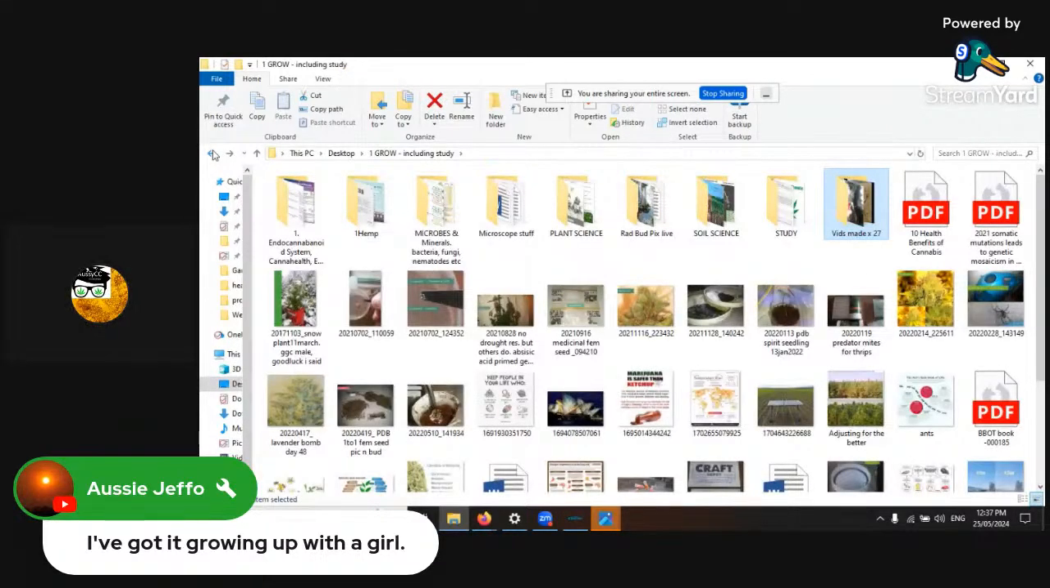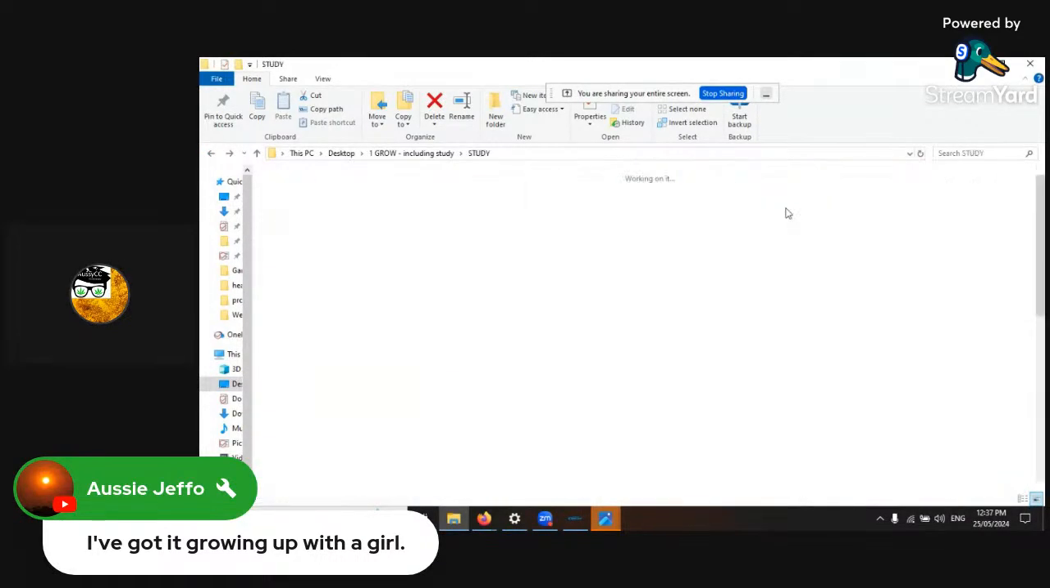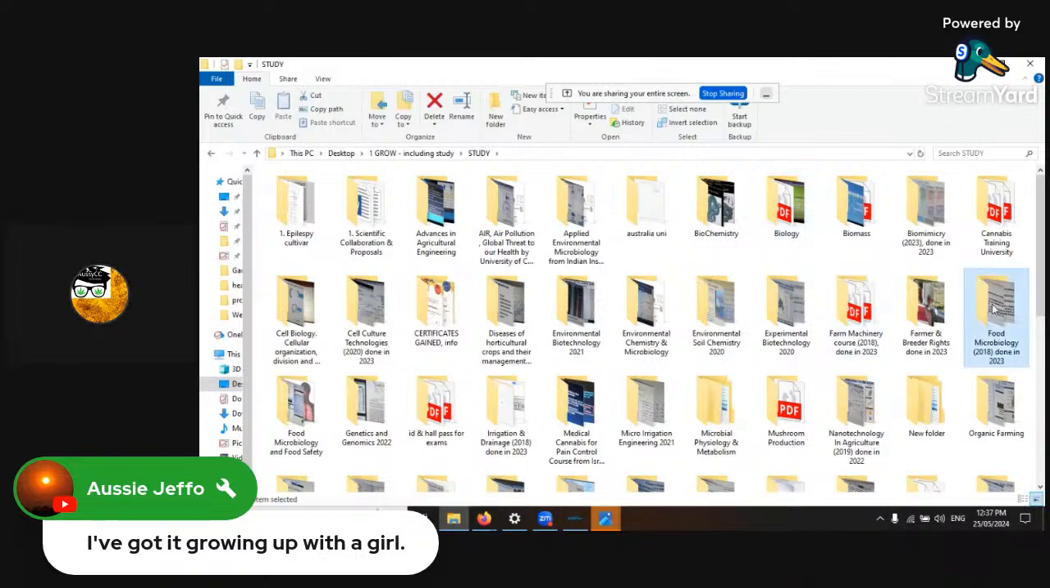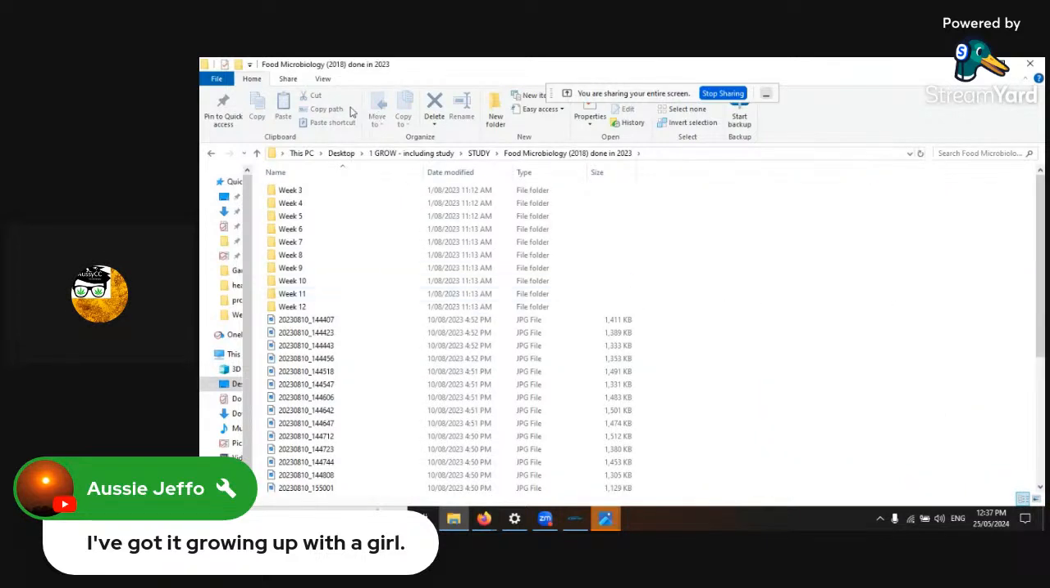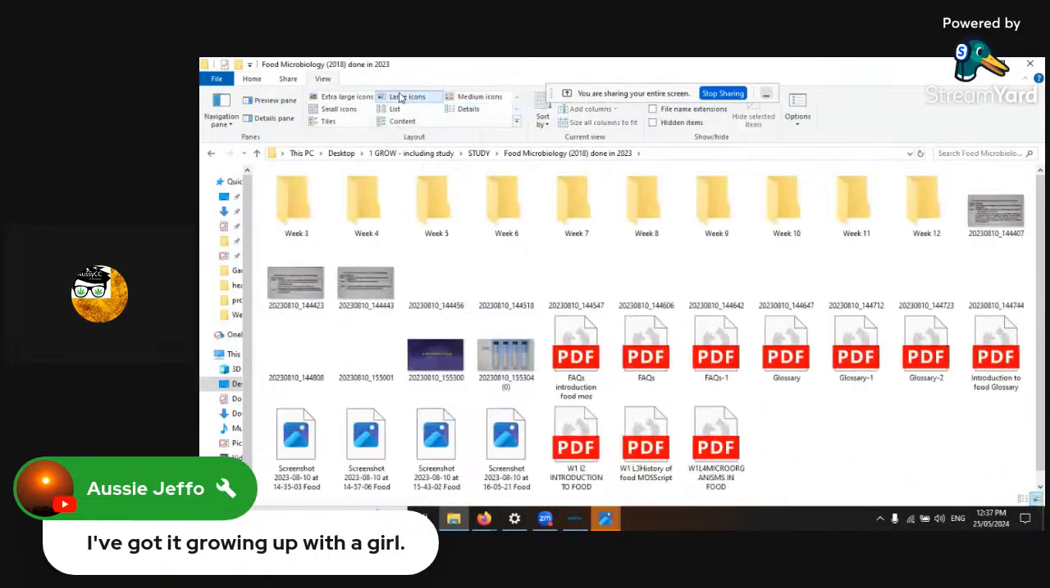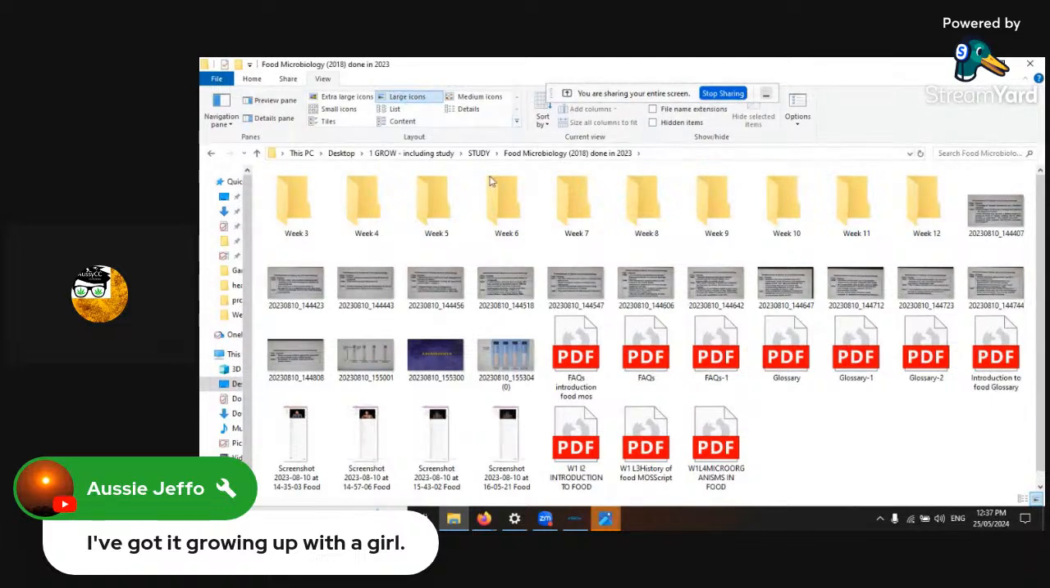I'm looking for the chart for the, I know where it is. It was in food microbiology. Of course, it's none of these that I can see. Microorganisms in food.